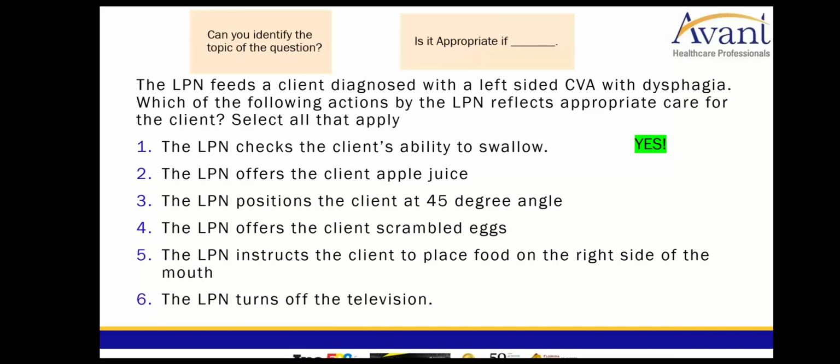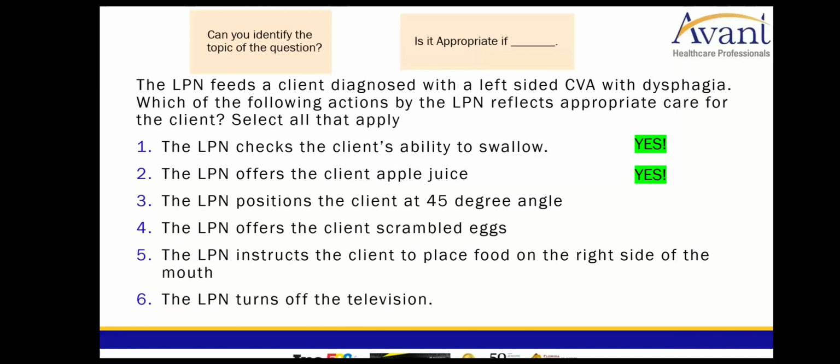Okay. Number 2 says the LPN offers the client apple juice. Okay. I can't see your answers because this is a recorded webinar, but I can imagine what some of your answers are going to be. I anticipate some of those answers. So you would probably be surprised when I say that the answer is yes. All right. So I imagine that some of you may have said no because you got thrown off by the word dysphagia, and you're thinking that they may be at risk for aspiration. And in part, you are correct. That is something to keep in mind, that this patient may be at risk for aspiration.